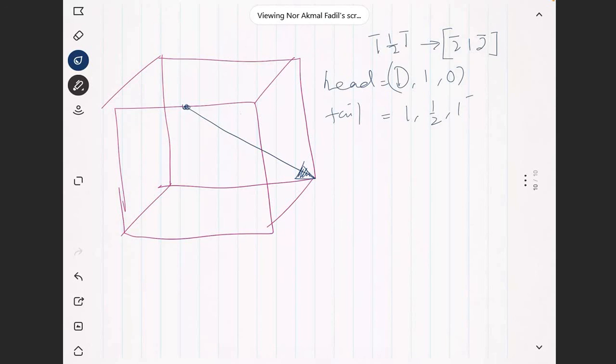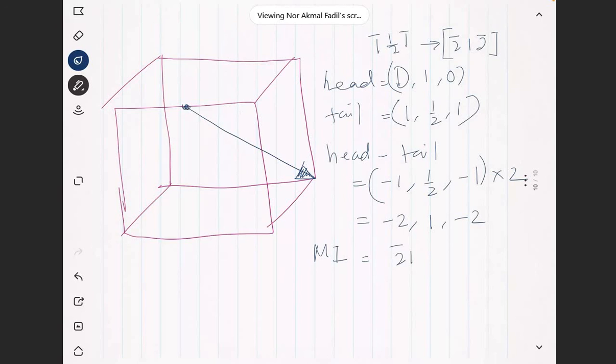Then head minus tail, you get -1, half, -1. So you need to times 2. You get minus 2, 1, minus 2. So the Miller index is 2 bar, 1, 2 bar, in square brackets.